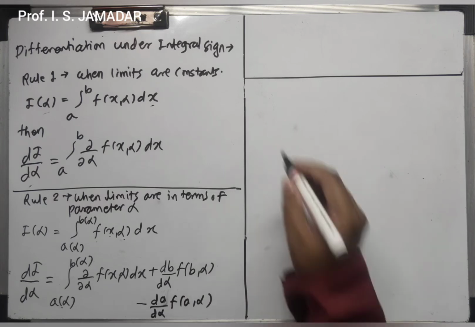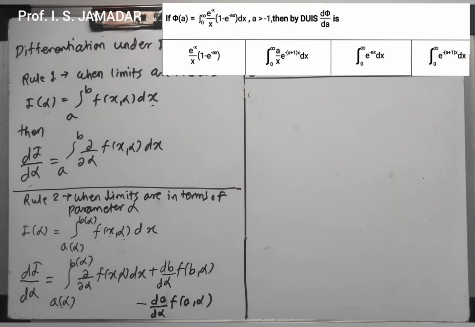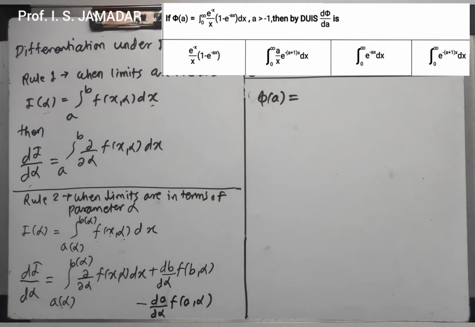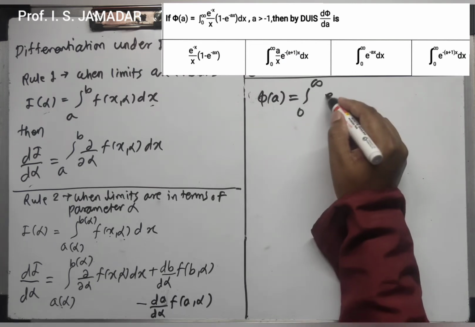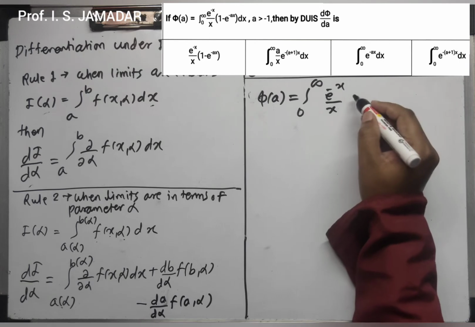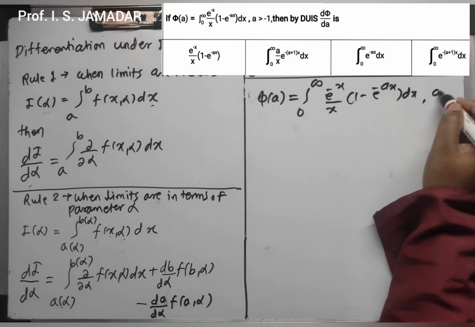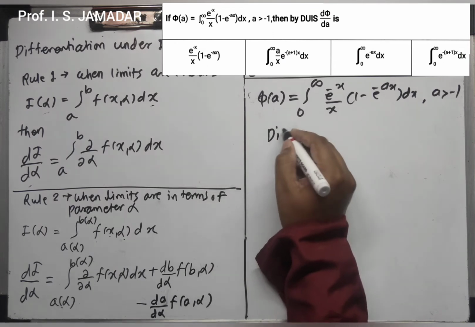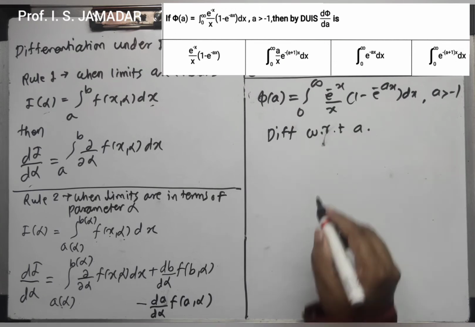So consider examples. Question number 1. If phi of a is equal to integration 0 to infinity e raised to minus x upon x into 1 minus e raised to minus ax dx, where a is greater than minus 1, then by differentiation under the integral sign, what is d phi by dA? Means you have to take derivative of this with respect to a. Differentiate with respect to a.